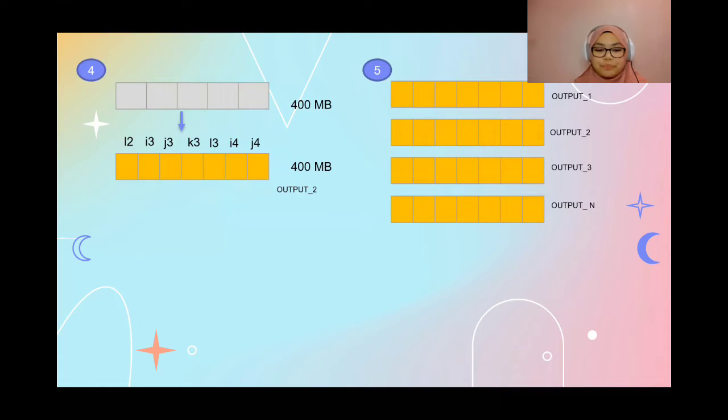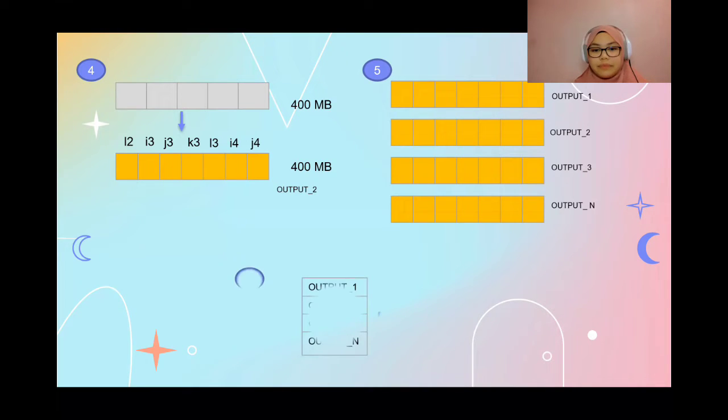Okay, the sorted file of output 1 must have the smallest data of all of them. Output 2 must have slightly bigger data than output 1, and output 3 must have bigger data than output 2 and output 1. The same repetition happens until the sorted file of output n.